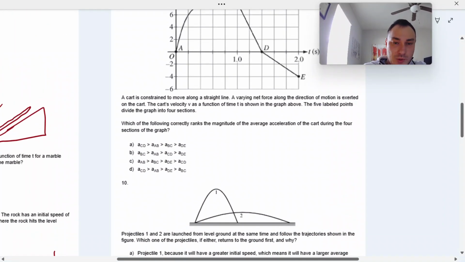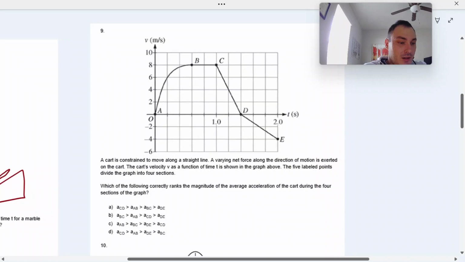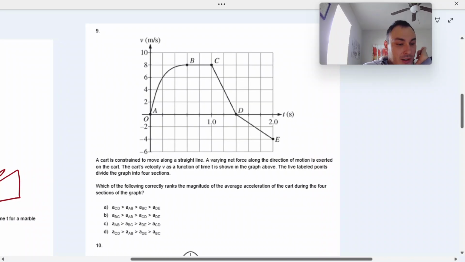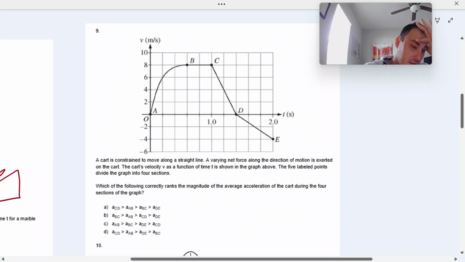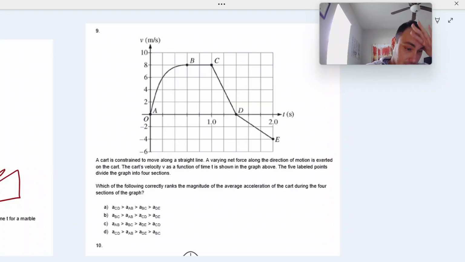Almost done here. 2 more questions to go. A cart is constrained to moving along a straight line. A varying net force along the direction of motion is exerted on the cart. The cart's velocity v as a function of time is shown in the graph above. The 5 labeled points divide the graph into 4 sections. So we're graphing velocity versus time here.